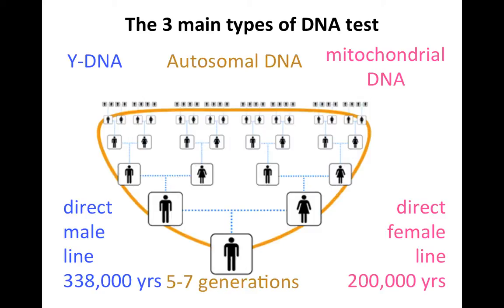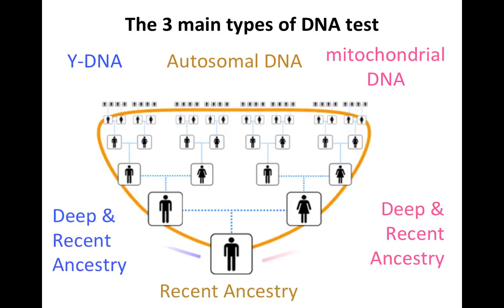In contrast, the autosomal DNA, which is really the DNA from all the other chromosomes in your cell, goes back along all of the ancestral lines, but it only goes back about 5 or 7 generations. That's about 200 to 250 years from your date of birth. So that's the autosomal DNA.